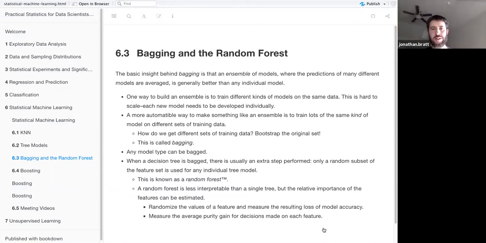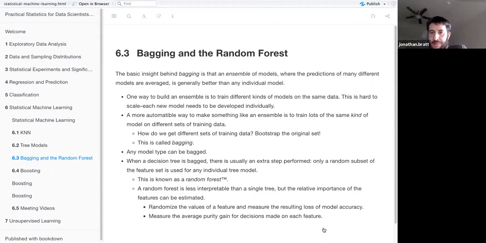There's a couple different ways you could do this. You could build different kinds of models on the same data. So I might build a KNN model on my data and also a decision tree model on my data, and let's say pick some other things the book didn't cover, right? Sometimes that's a really good thing to do if you can, because if I have really different approaches to building models, then the models will pick out different aspects of the situation. But this is also kind of hard to scale. If I want to add a new model to my ensemble, I have to develop it. I have to do the training development for that particular model.